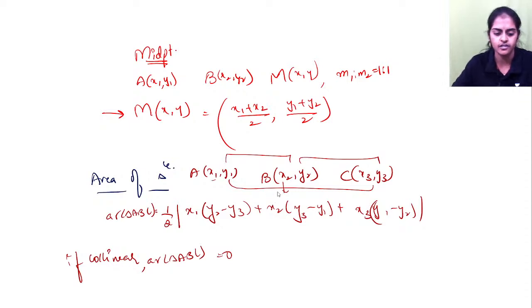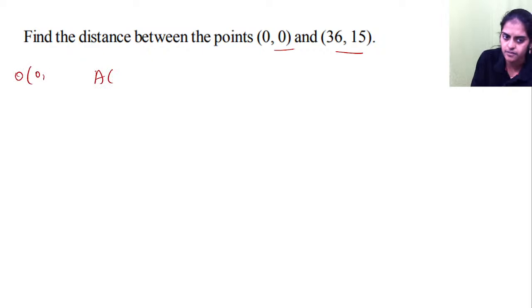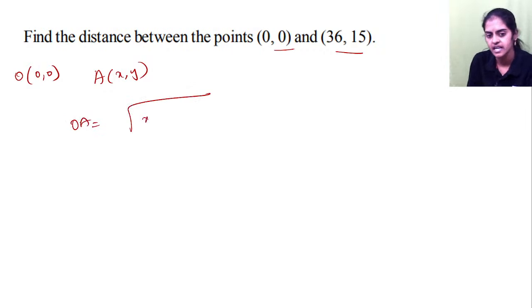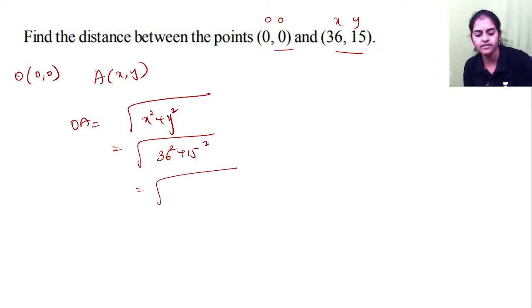So now see here. Let us do one more question. I just want to find the distance between. I'll upload, don't worry. So see here, the first question. Find the distance between the point 0, 0 and 36, 15. Already I just discussed that the distance between the origin and a point is root over x square plus y square. So here the origin is 0, 0 and the point is x, y. So this will be root over 36 square plus 15 square. So calculate and tell me what is the final answer you're getting.